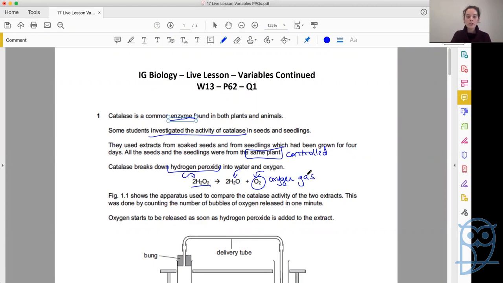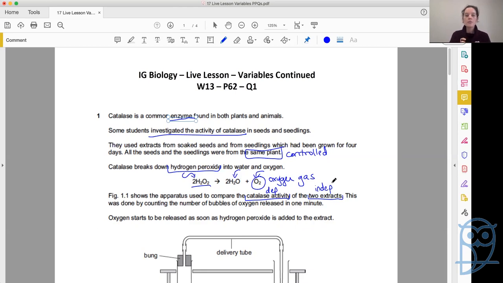So figure 1.1 shows the apparatus used to compare the catalase activity of the 2 extracts. We are comparing activity of 2 extracts, okay. So comparing activity, this sounds like something we're going to measure. And if we're going to measure it, it's going to be dependent. If it's something that we're changing on purpose, something that we're setting, the 2 extracts, this is going to be our independent. And whenever you read an alternative to practical paper, this is what you should be doing. You should be working through it nicely.